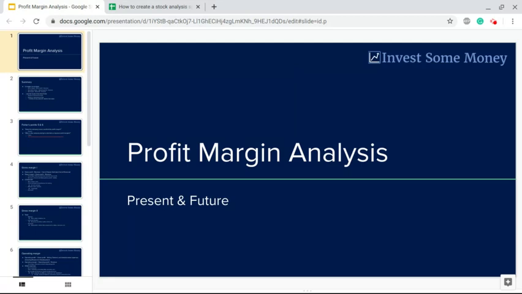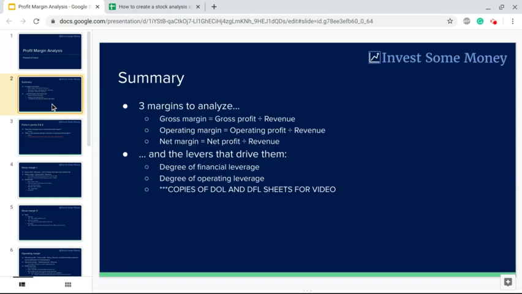I'm back here with another investing video, particularly following the points from Philip Fisher's Common Stocks and Uncommon Profits. So we'll get right into it here. This particular video, of course, as you can probably see, is on profit margin analysis and looking at the present and the future.